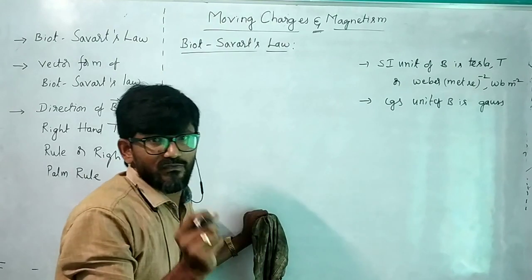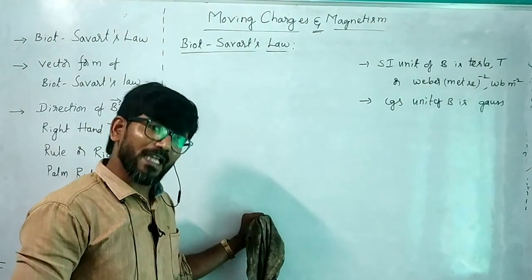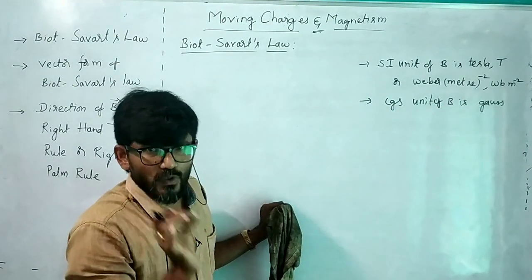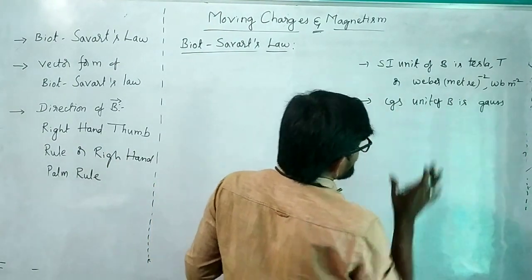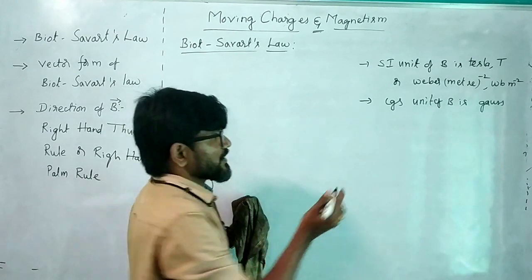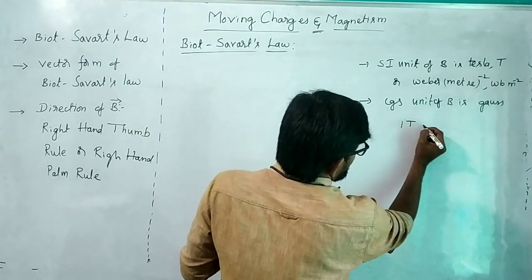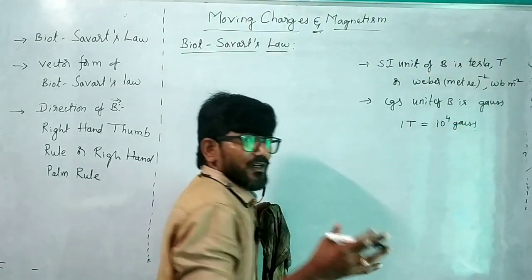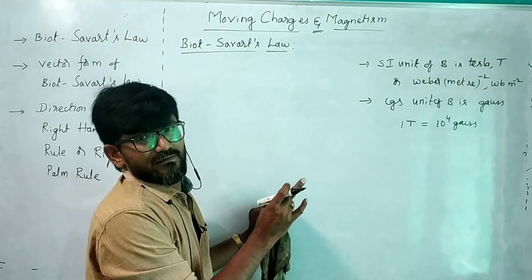There is no symbol for Gauss. Tesla is denoted by capital T, whereas Gauss you have to write as Gauss only. There is no symbol for that, as the CGS unit usually will be a smaller unit. 1 Tesla we can say is equal to 10 to the power 4 Gauss. While doing numericals, you have to remember this conversion relation.